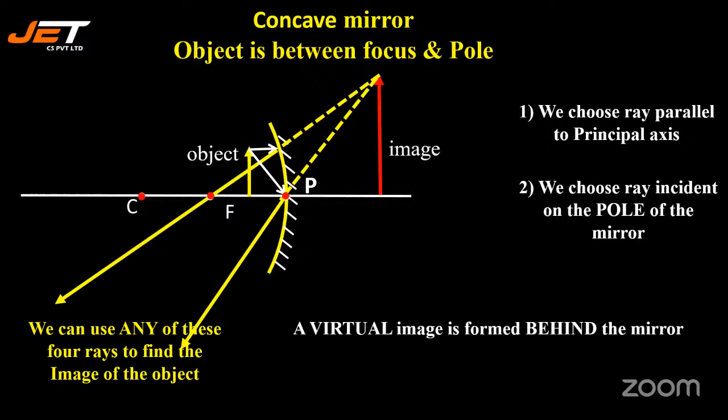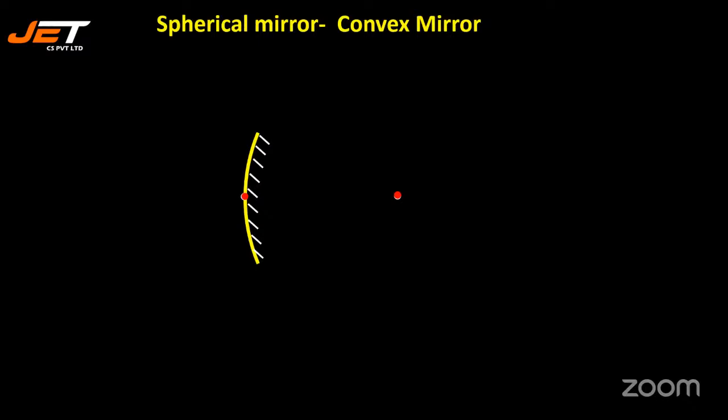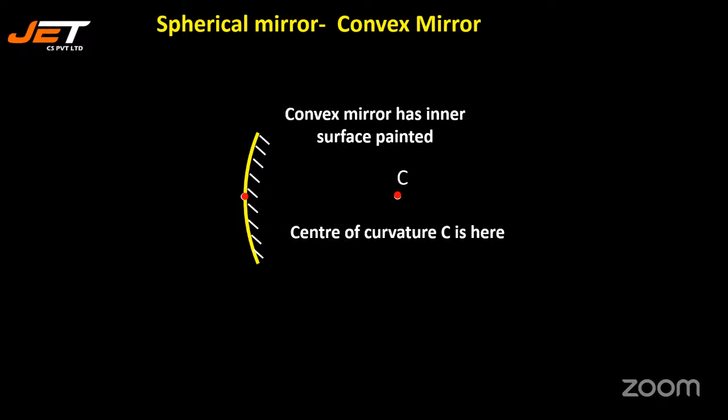A virtual image is formed behind the mirror. Now let's look at the convex mirror. All right, we are done with the concave mirror. Students, let's see the convex mirror. In a convex mirror, the inner surface is the painted surface and the outer is the reflective surface. See the center of curvature as before. The center of the sphere is nothing but the center of curvature.